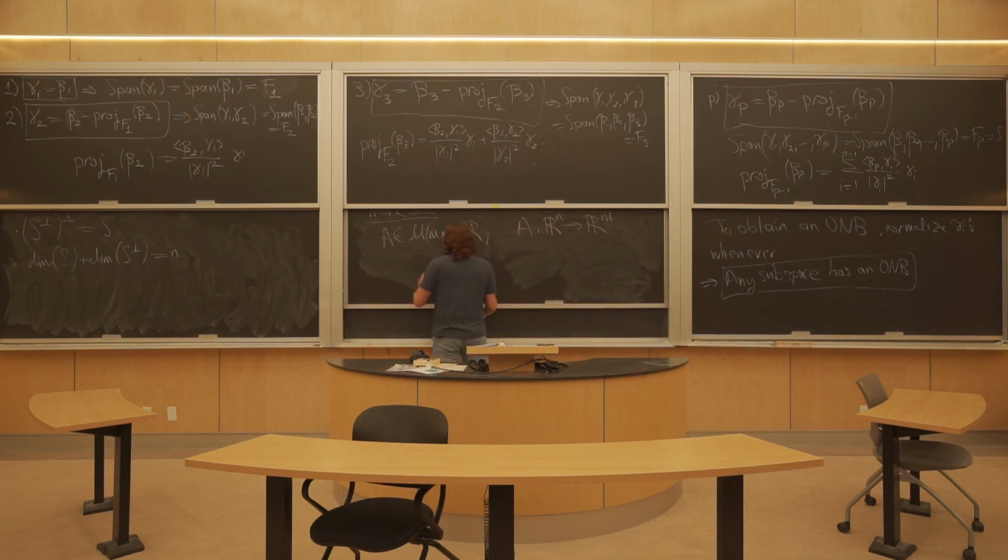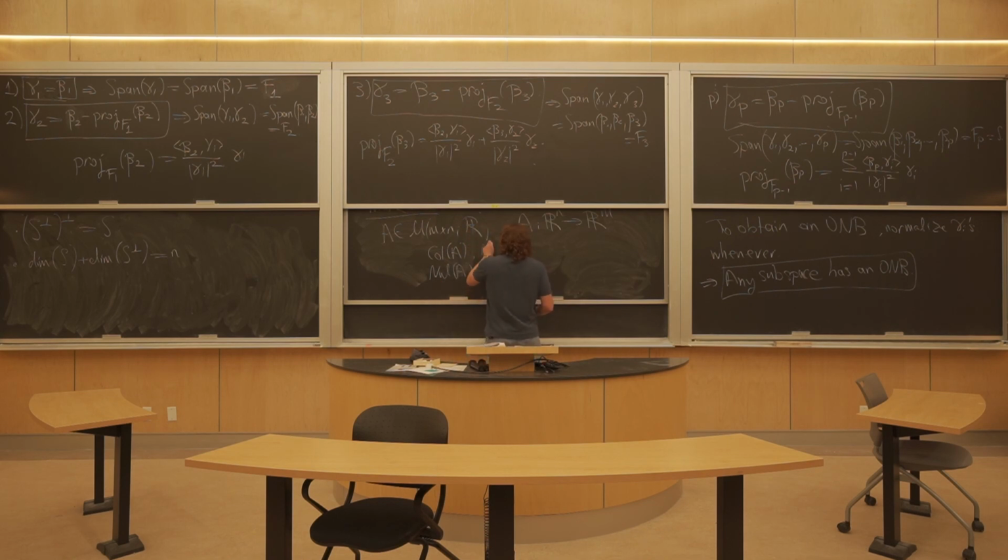So column space of A, null space of A, and then null space of A transpose, and then the column space of A transpose. Now these first two, the column space of A and the null space of A transpose, are going to be subspaces in Rm. And these two, the null space of A and the column space of A transpose, because A transpose goes the other way around, are subspaces of Rn.